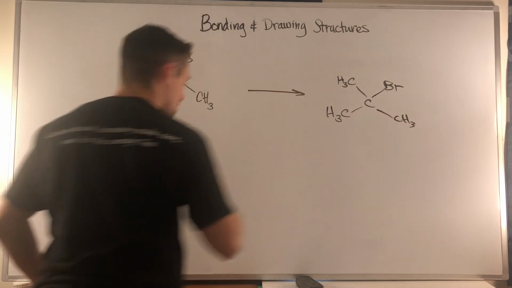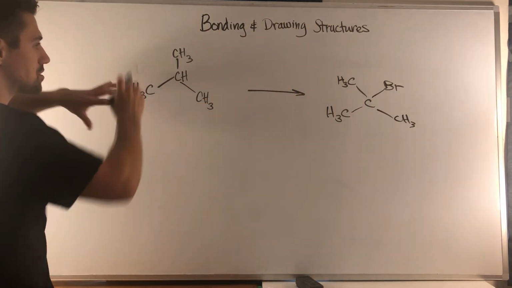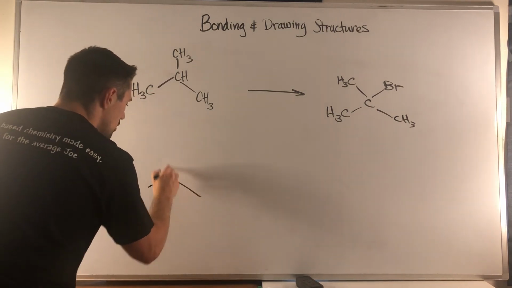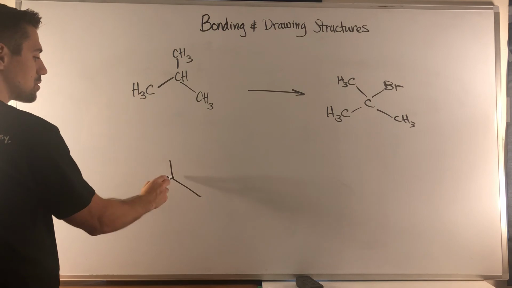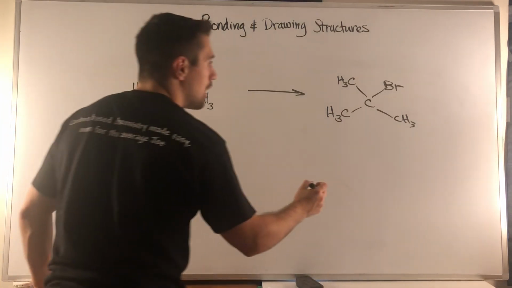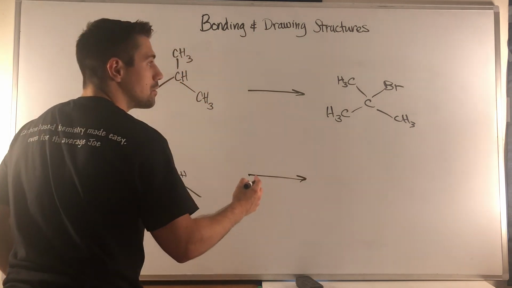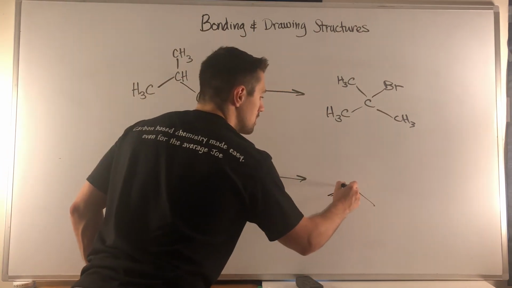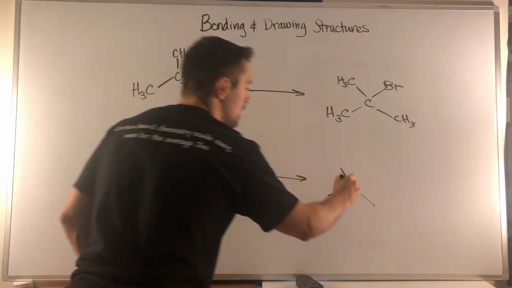There we go. Alright, so to take this from its structural form to bond line, we just have carbon, carbon, carbon. So CH3, CH3, just the one H right here, and then another CH3, and then over here we have still the CH3, still the CH3, still the CH3, but instead of a hydrogen there, we have a bromine.